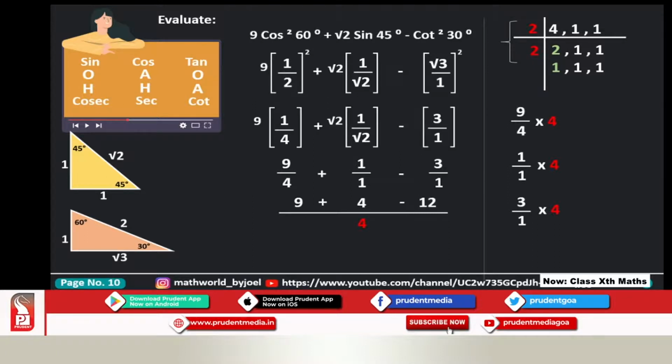Okay. Now, once you are done with this, I have plus 9 minus 12, and so do all the 9 plus 4 will become 13, 13 minus 12 will become 1 upon 4. So when you solve that entire question, 9 cos square 60 plus root 2 sine 45 minus cot square 30, substitute all the values, calculate, your answer that comes is 1 upon 4. You can copy the question and practice it out, and just to check the answer you can take a screenshot.